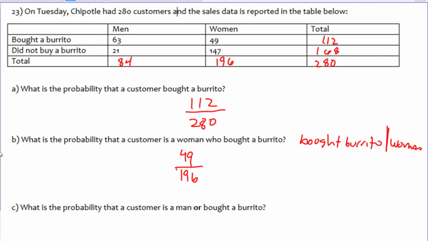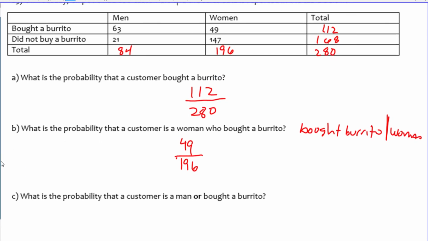Letter C, what is the probability that a customer is a man or bought a burrito? When we're talking about these "or" problems, we are going to look at all of the men. So let's do that. The probability that somebody is a man is 84 out of 280.